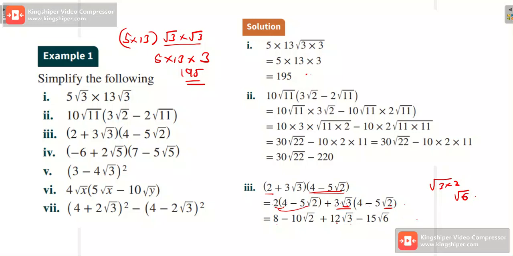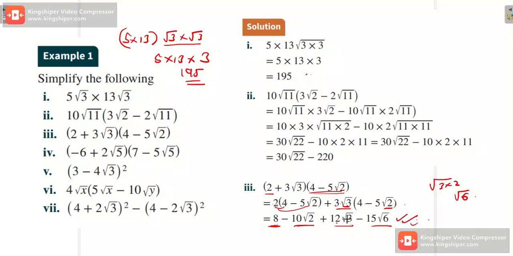Now, when we get to this point, we need to simplify. But you realize that this is the only rational number here. This is a different set from this, and it is also different from this. So they are all different sets. Therefore, there are no like terms to add or subtract. So we leave our answer here.